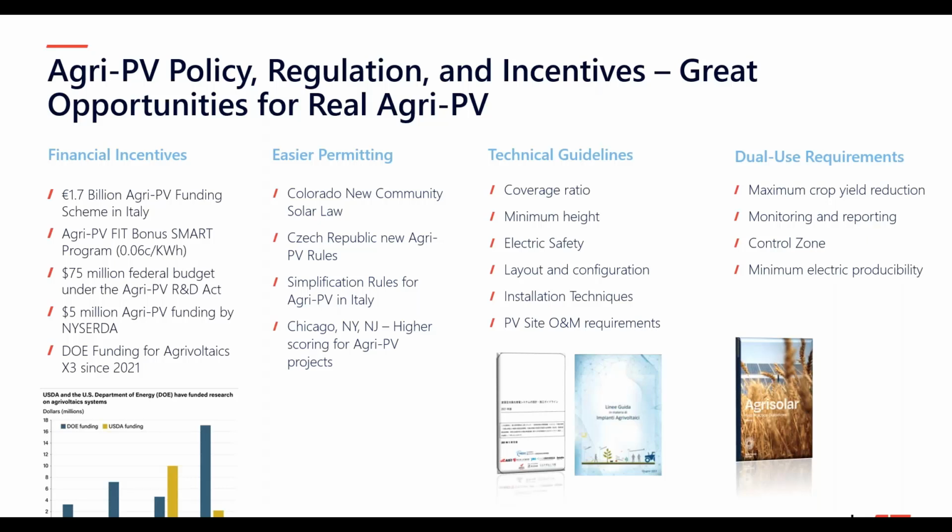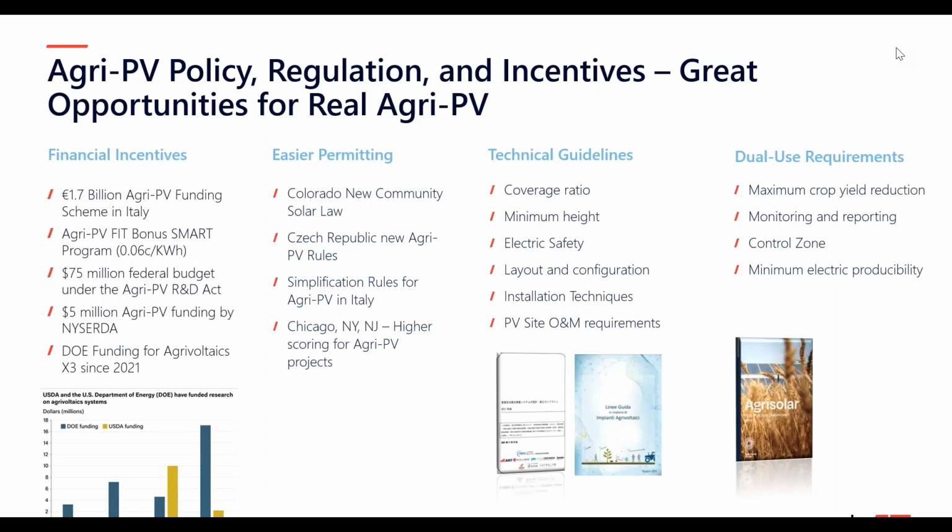But in order to get these incentives and an easier permitting process, there are also technical guidelines and requirements that must be fulfilled in order for these projects to be able to move forward. And what we see in terms of these technical guidelines, and here is where it gets interesting, is that Agri PV sites usually are limited in terms of coverage ratio. We usually see something around 40% or less, but this is something that is really important to understand.